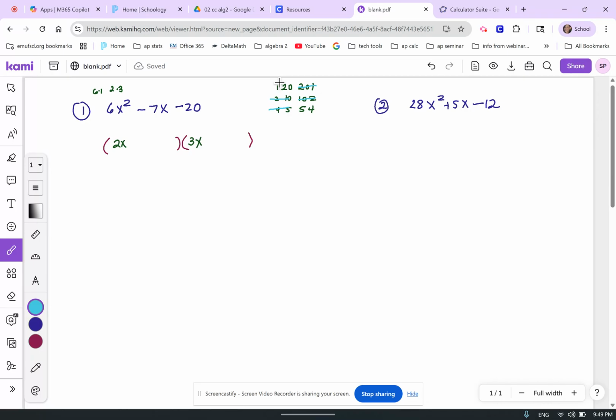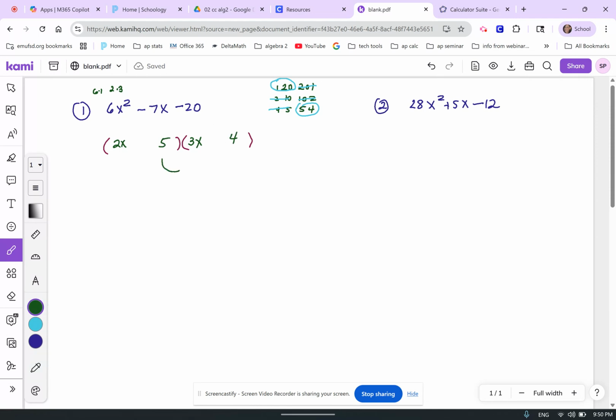So really, the only ones you have to test out with the 2x and 3x combination are 1 and 20 and 5 and 4. Again, because that number in the middle is a small number, most likely it's not going to be 1 and 20. It may be, and you would find that out afterwards, but I would probably start with the 5 and the 4. Okay. So we're going to do 5 here and 4 here.